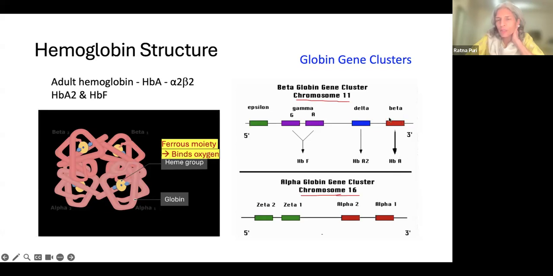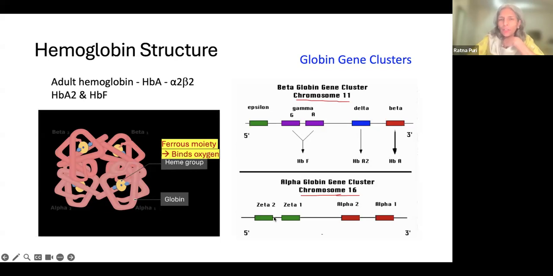Next to the beta gene is the delta gene, which forms the delta globin, and this with the alpha forms the hemoglobin A2. And then we have the gamma. There are 2 different gamma genes. They form the gamma globin, and that along with the alpha forms the hemoglobin F.